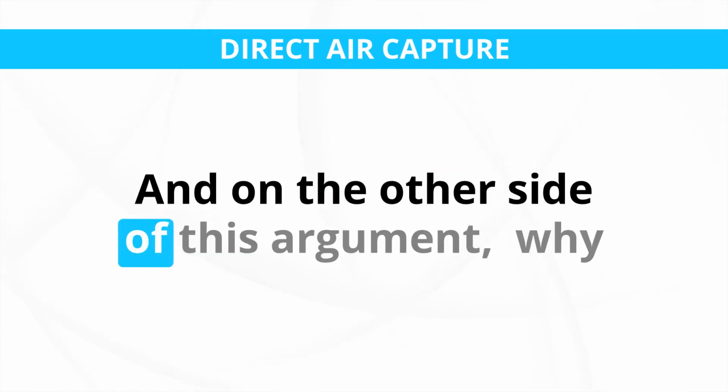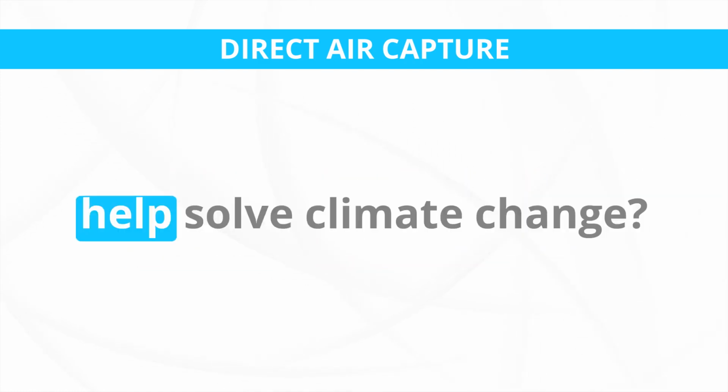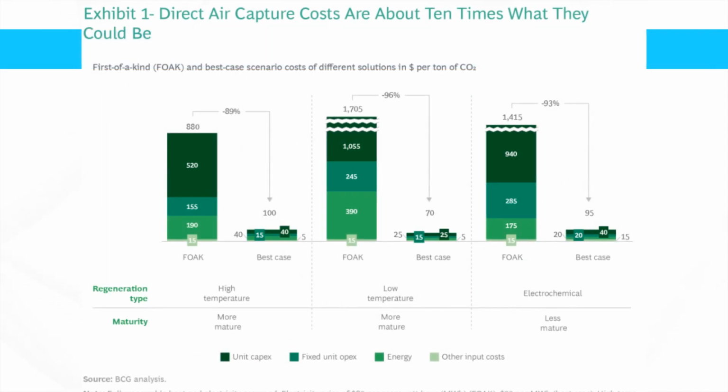And on the other side of this argument, why would it fall short of being a solution or not work to help solve climate change? Yeah, this is a really great point. Why it might fail is that direct air capture is quite expensive. It currently costs about $800 a ton. And if we need to remove 1 billion tons plus of carbon dioxide a year, and that's a low end estimate of what we should be removing, that would cost the world $800 billion.